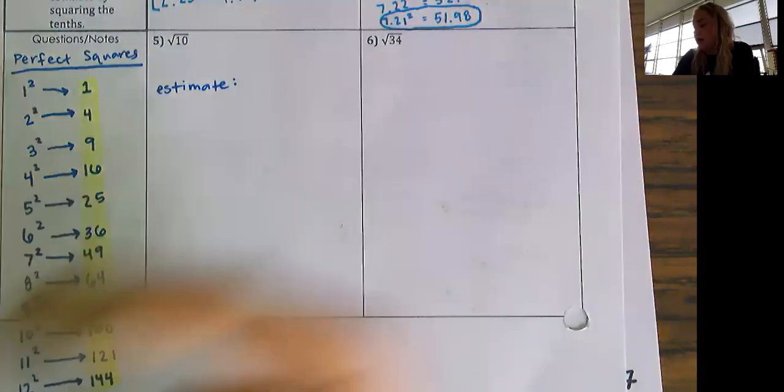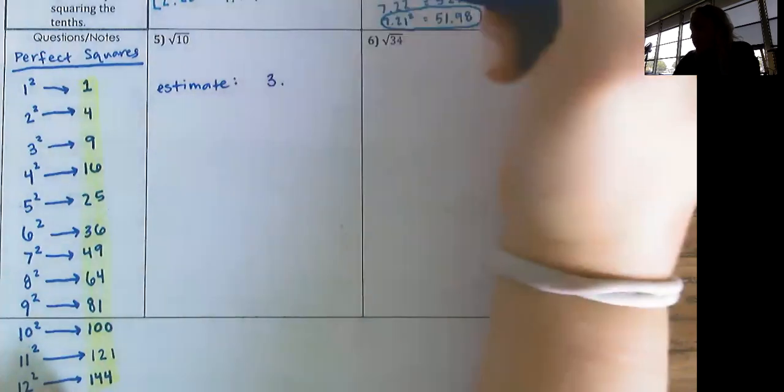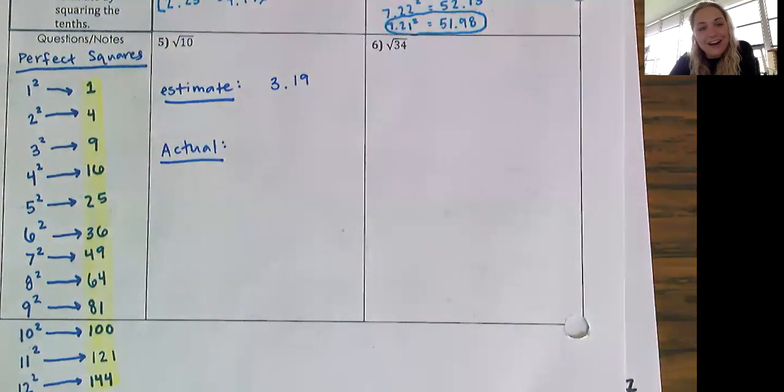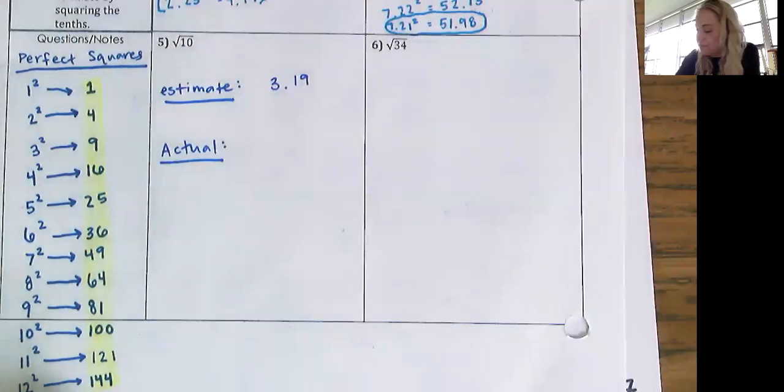I'm going to make an estimate of, I don't know, let's say that my estimate is 3.19. I felt like I had to put a 9 on there. So now underneath that, we're going to go actual. We're going to figure out what it actually is by typing it in our calculator. So come over here, let's type in square root of 10. I was really close. Instead of 3.19, which was my estimate, it's actually 3.16. So the actual is 3.16.